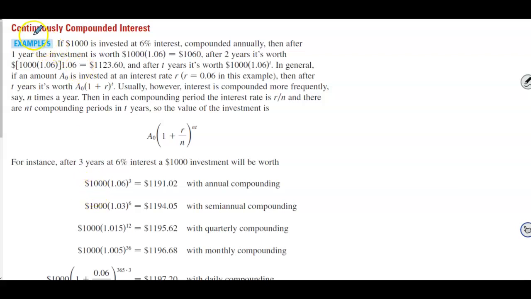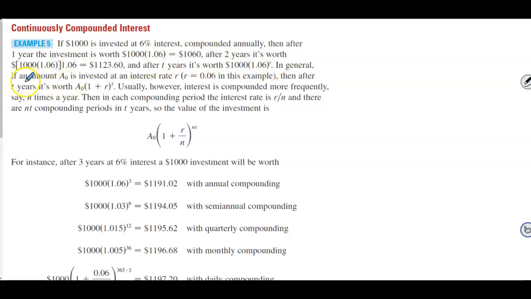Okay, in example 5, we're talking about continuously compounded interest. If you have $1,000 invested at 6% compounded annually, then after 1 year the investment is worth 1,000 times 1.06, which is 1,060. After 2 years, it's worth 1,000 times 1.06 times 1.06, which is 1,123.60. And after t years, it's worth 1,000 times 1.06 to the power of t, since it's growing exponentially.